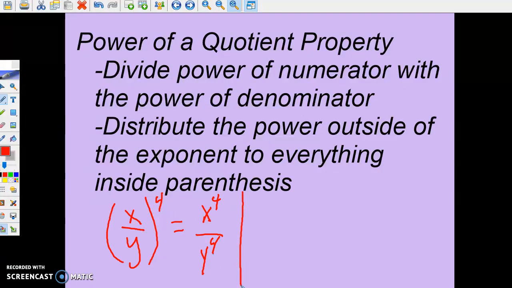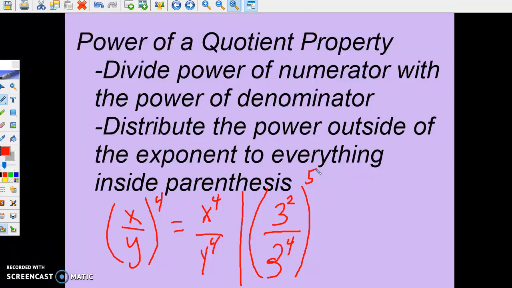Now, the difference is when your bases are the same. For example, if I had 3 to the second power over 3 to the fourth power, and then this was in parentheses raised to the power of 5. So the first thing you would want to do here is distribute that 5 to everything inside the parentheses. And because we already have an exponent attached, that's your power of a power property that we learned yesterday in Lesson 1.